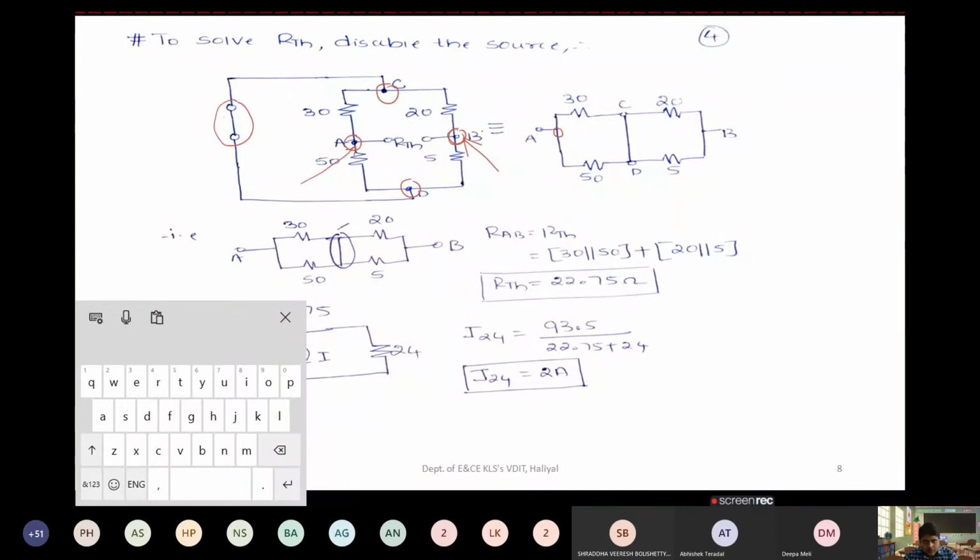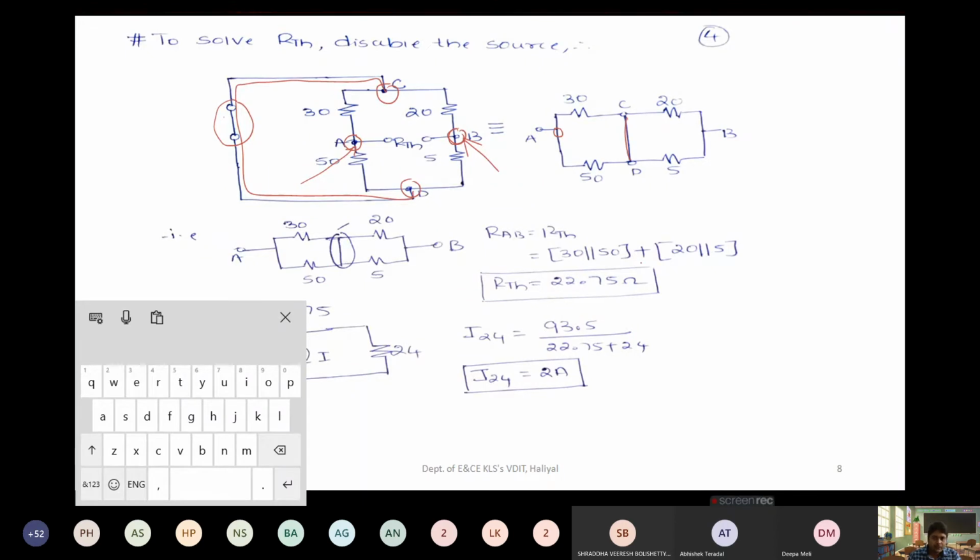So it is nothing but the resistance across AB only. But what you find is there is a short between points C and D. So if you short that, you will get this. If you short it and calculate the RTH, what you find is that 30 ohms and 50 ohms are in parallel, as well as 20 ohms and 5 ohms, they are in parallel.